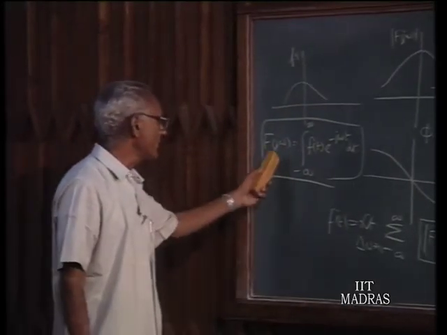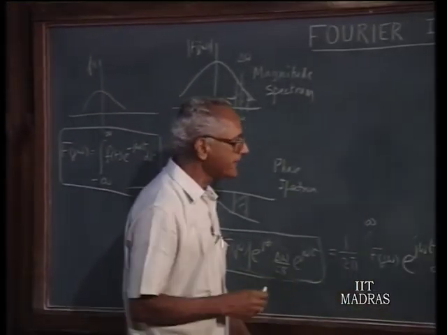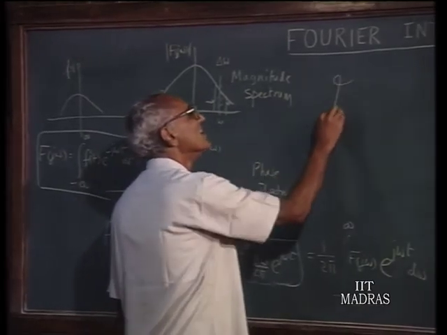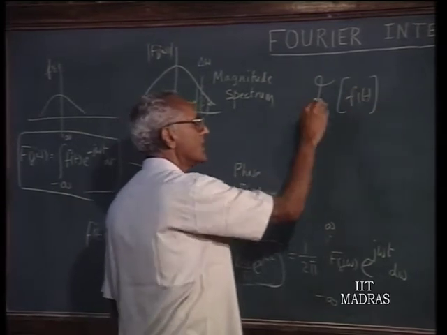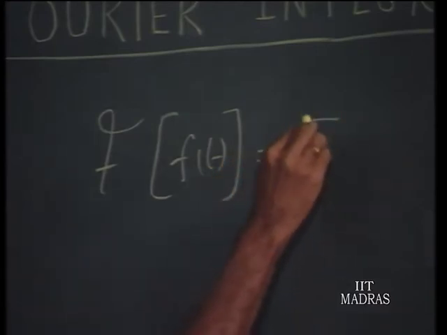You can get F(jω) from f(t) and f(t) from F(jω). We write these relations in a more compact fashion in this manner. The Fourier transform of f(t) is indicated in this manner: a script F as a function of f(t), this will be the Fourier transform, this will be F(jω).